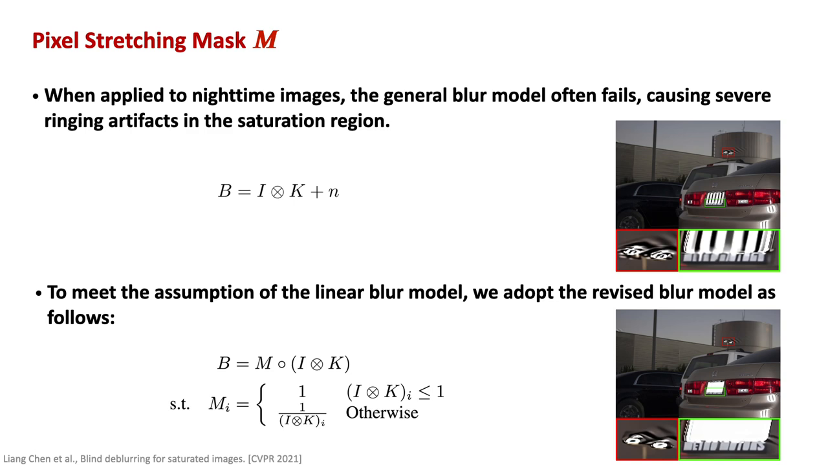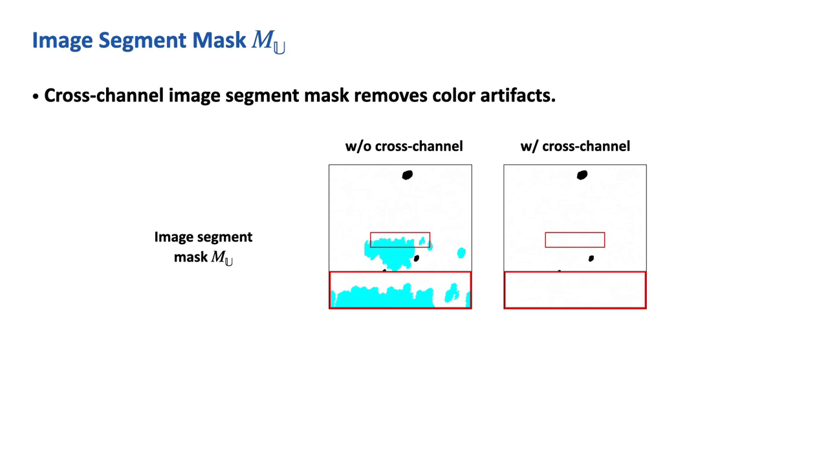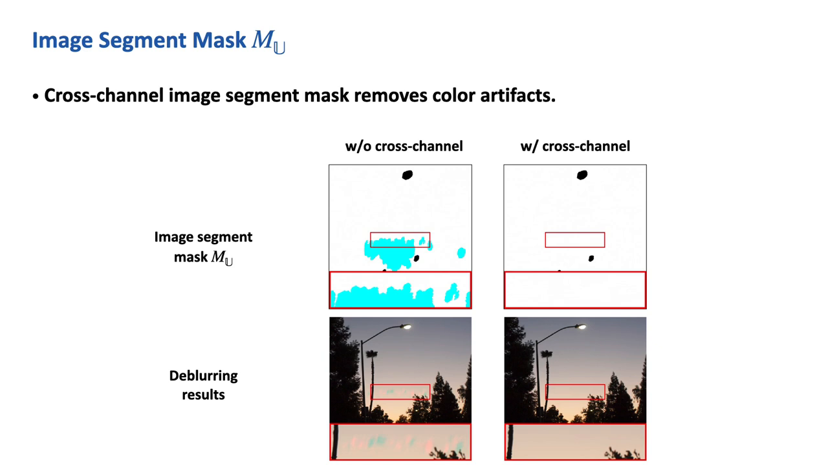Following the paradigm of image segmentation, we classify pixels of the image into two classes based on a hard threshold. The first class is saturated pixels, which is the black region in the target mask. The second one is non-saturated pixels, which is the white region in the target mask. Besides, the cross-channel consistency is incorporated to refine the segmentation result. The cyan pixels in the mask mean that both blue and green channels are not saturated. This color mismatch will generate color artifacts during deconvolution. The cross-channel consistency is incorporated to refine the mask, removing color artifacts during deconvolution.